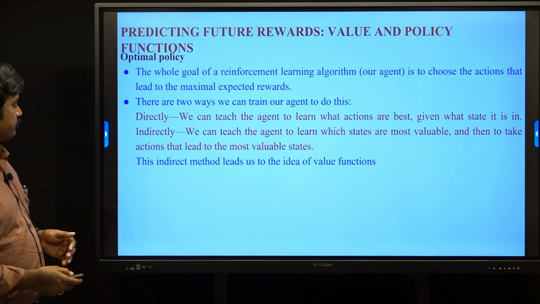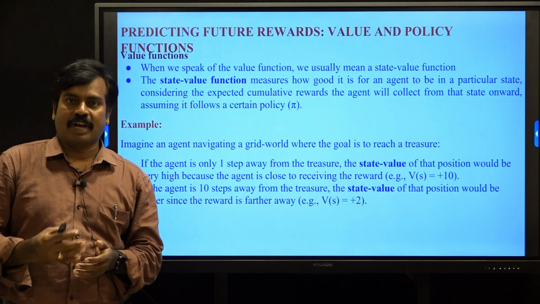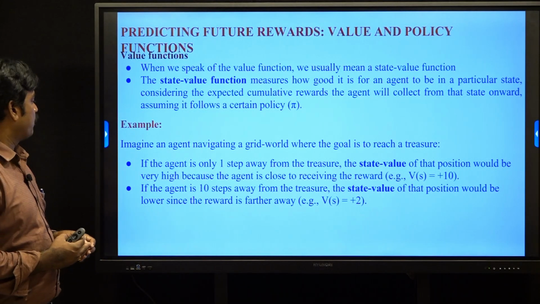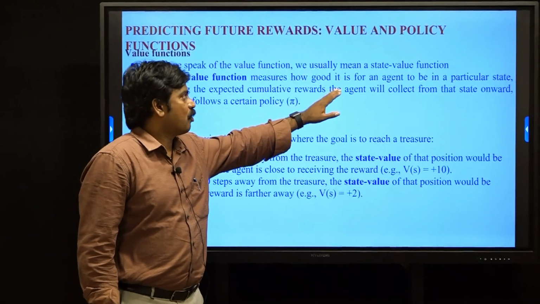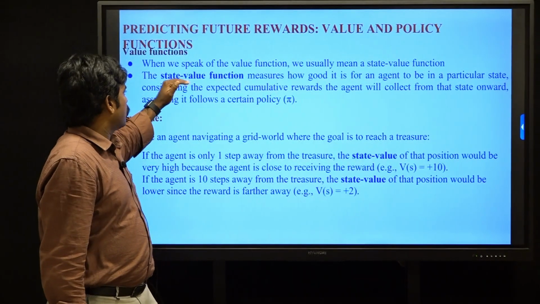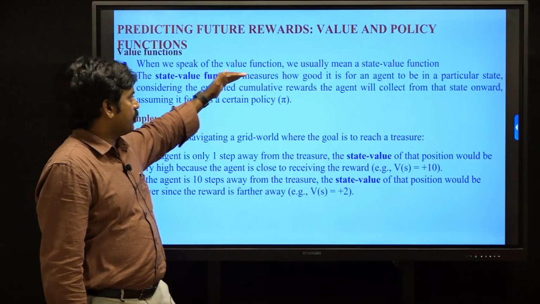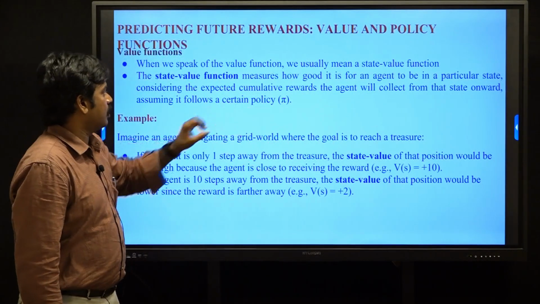The value function is also called the state value function. This is indicated with V. The state value function measures how good it is for an agent to be in a particular state. The state value function, or value function, measures how good it is for an agent to be in a particular state under a particular policy.